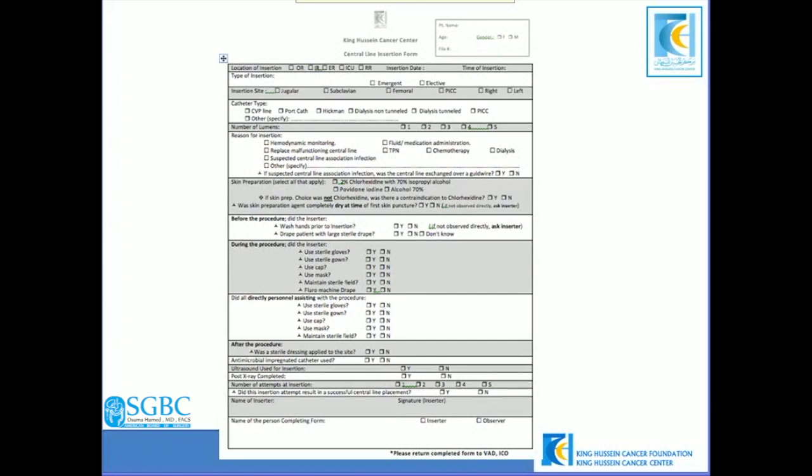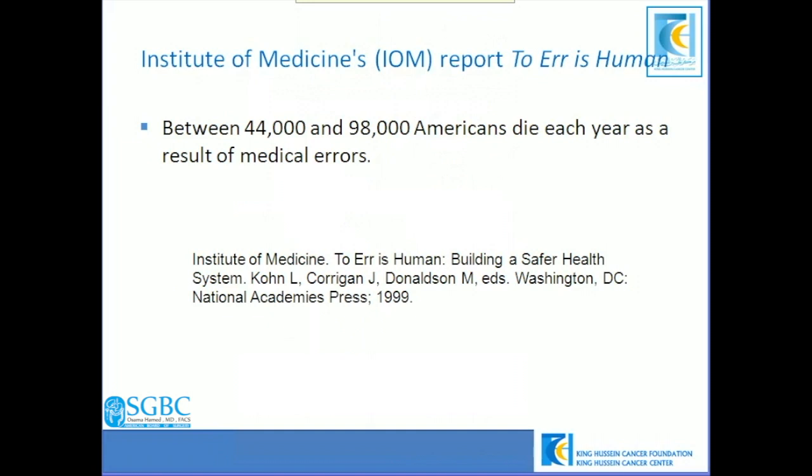It's about yes or no, and should be filled out for every central line. If you have questions about it, don't hesitate to call anybody from the VAD committee or the Infection Control Committee. This form should go to the VAD committee or the Infection Control Committee to track our infection rates.